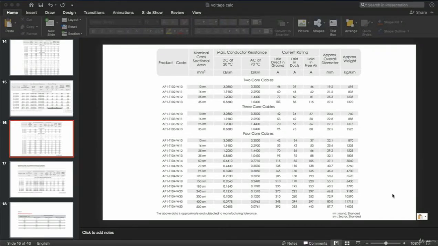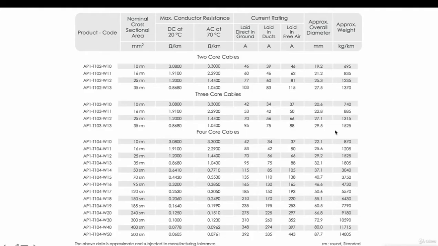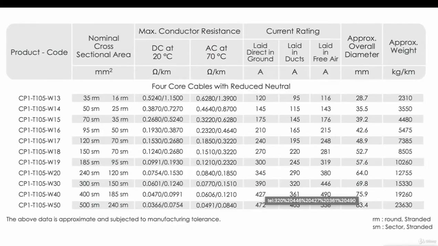Welcome again. After finishing reviewing the copper conductor catalog cable specifications, let's take a look at aluminum cable.